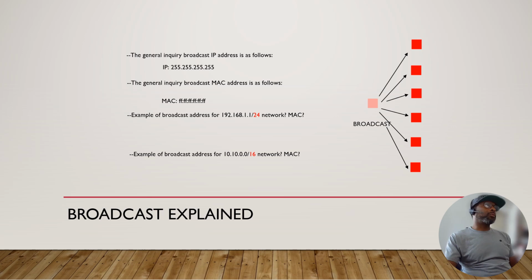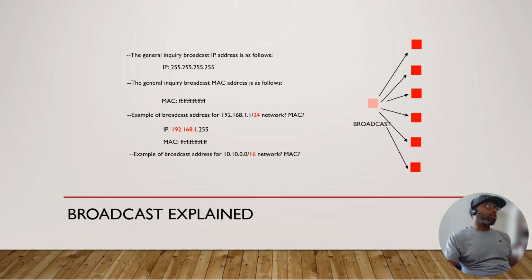An example of a broadcast address for a 192.168.1 network on a /24 and its subsequent MAC address: the broadcast address for a 192.168.1 network would be .255. That goes to every host on that network. And then the MAC address again will be all Fs, which is hexadecimal.